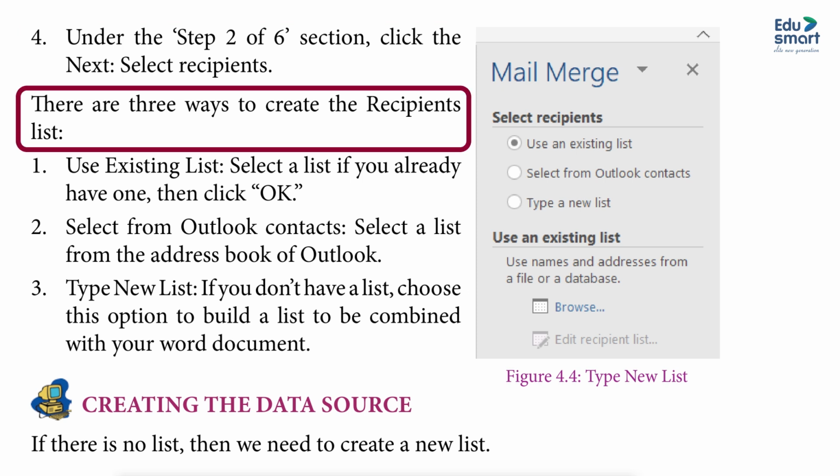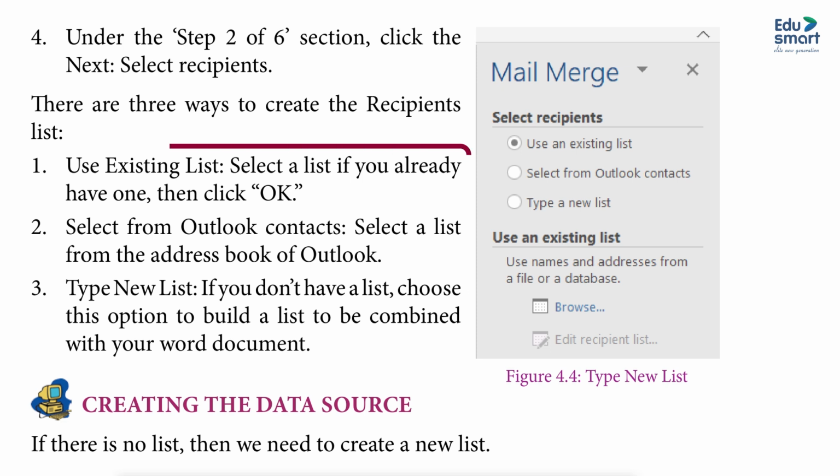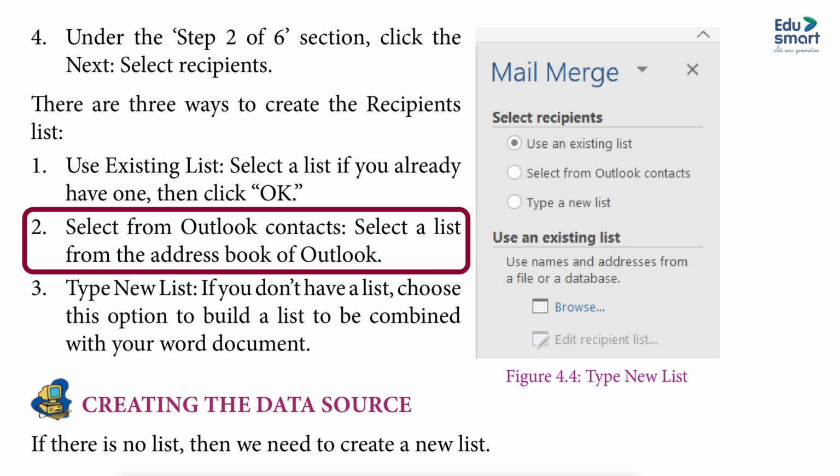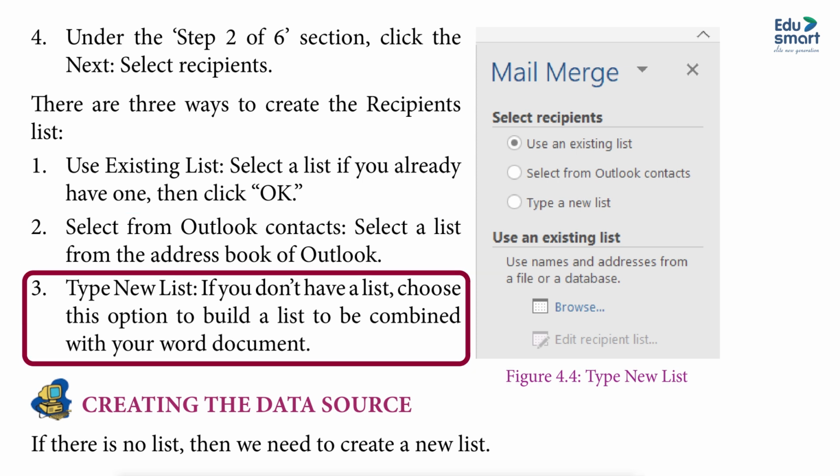There are 3 ways to create the recipients list. 1. Use an existing list. Select a list if you already have one, then click OK. 2. Select from Outlook contacts. Select a list from the address book of Outlook. 3. Type a new list. If you don't have a list, choose this option to build a list to be combined with your Word document.